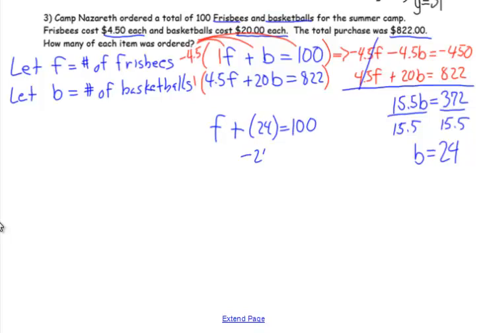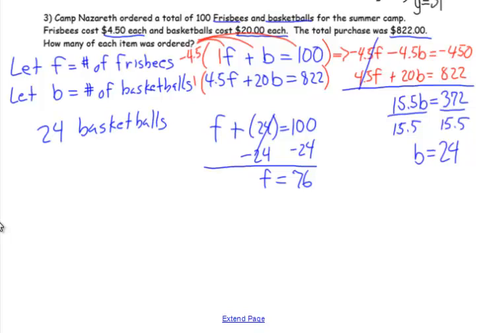So we subtract 24, and we get frisbees are going to be 100 minus 24, which is 76. So they're going to have 24 basketballs, and they've got 76 frisbees. So they're probably playing some frisbee golf, something like that.